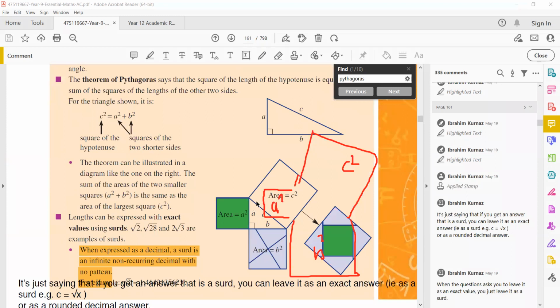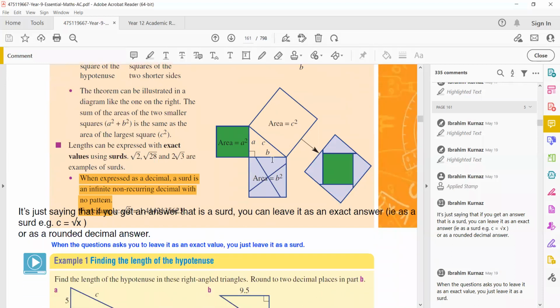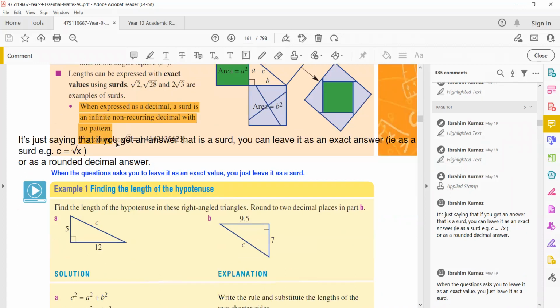It is the same thing, they use a different technique. You don't need to worry about how they calculate those things. Length can be expressed in values of surds: root 2, root 28, 2 over root 3. Examples of surds. They calculate different parts. We don't make it complicated. You don't have to worry about that. This is a waste of time.